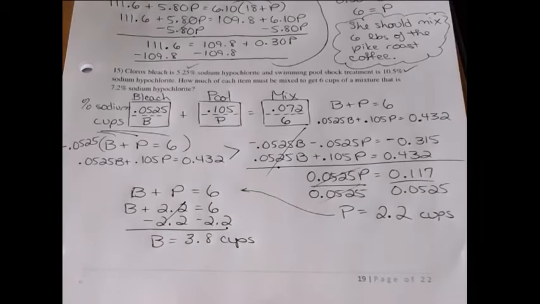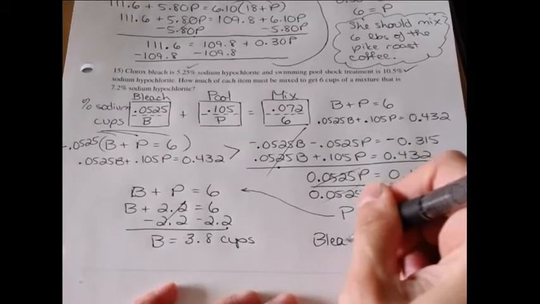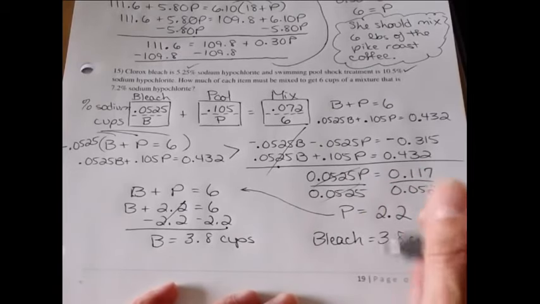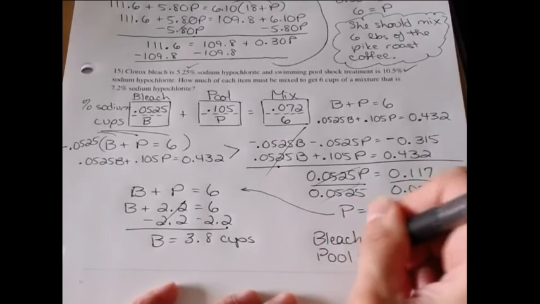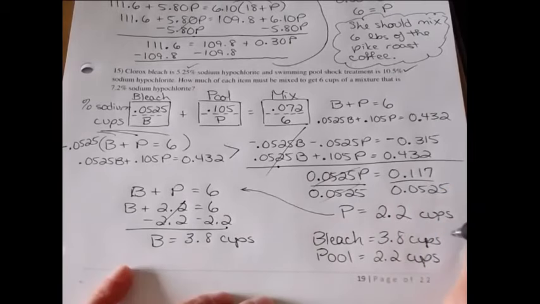So let's write our answer. So the bleach, the Clorox bleach, there's going to be 3.8 cups of that. And then for the swimming pool shock treatment, I'll just call that pool, we have 2.2 cups of that one.